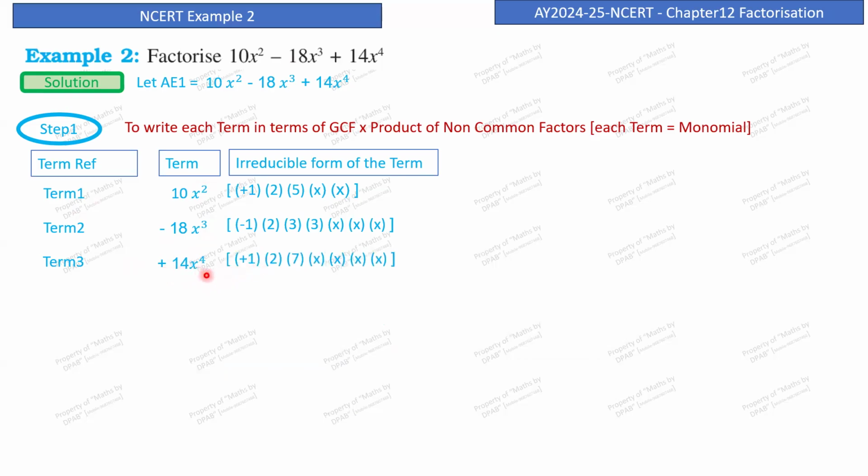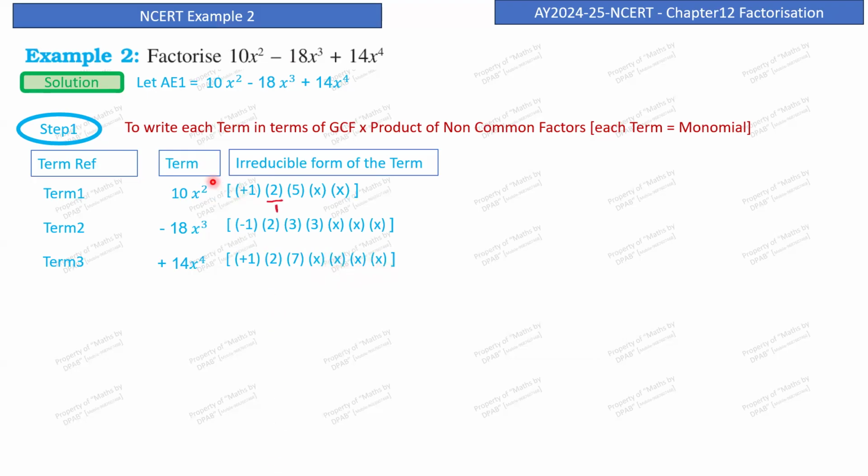Okay, here it is plus, because plus is there, we need to start with square bracket +1. Because here it is minus, we need to start with square bracket -1. Because this is positive and it's term 1, we are not putting plus here, but we need to put the square bracket and start with +1. Now we come to term 3, plus 14 is there. So +1 we have put here, and the prime factor form of 14 is 2 into 7. And the irreducible form of the variable part x to the power 4 is x into x into x into x. 4 times we need to multiply like this.